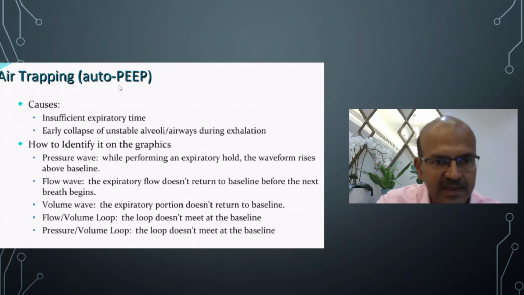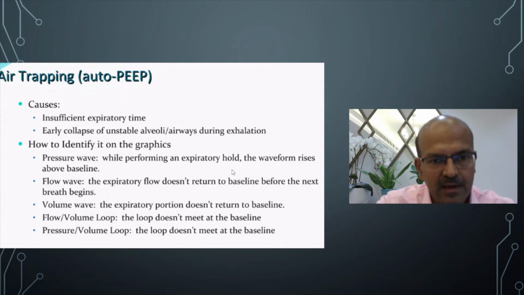We discussed air trapping earlier, auto PEEP. It happens with insufficient expiratory time. There is early collapse of the unstable alveoli or airways during exhalation. And you can see this on the flow pattern when the expiratory flow doesn't return to baseline. Remember that the pressure wave, when we are using pressure limited ventilation, doesn't give much information because it's going to stay the same. In volume ventilation, the pressure wave gives more information, but in pressure limited ventilation in the NICU, we are not going to see much.